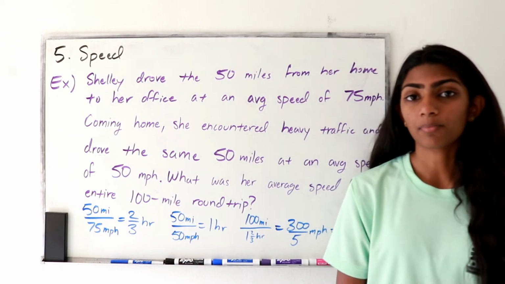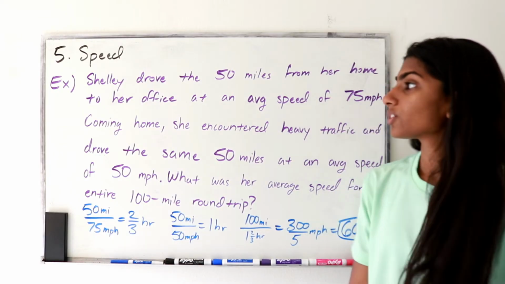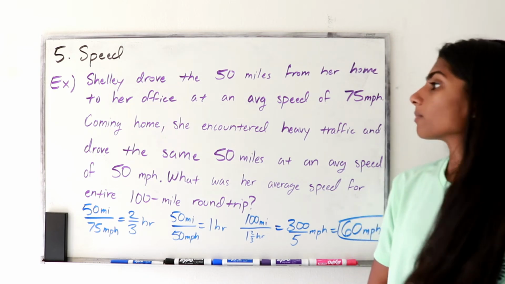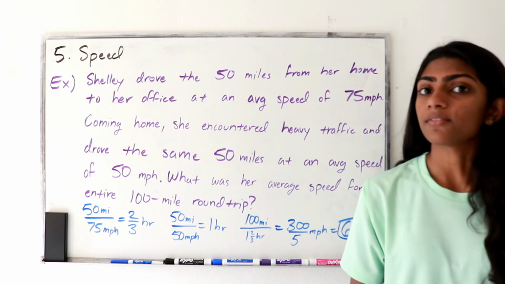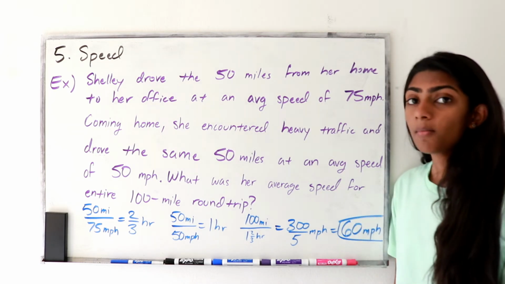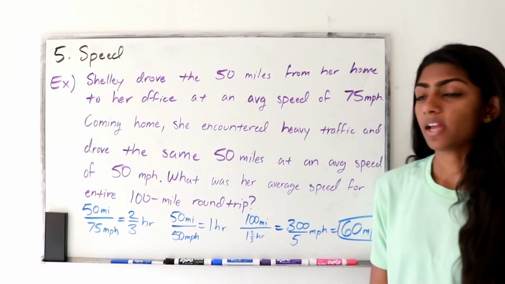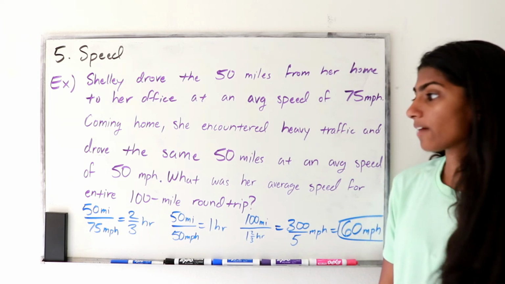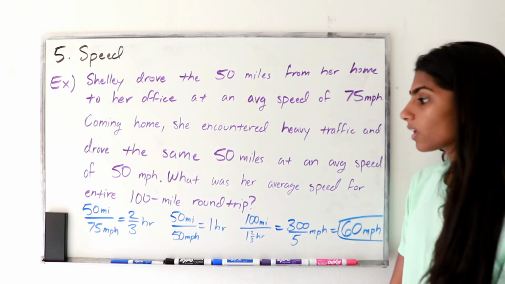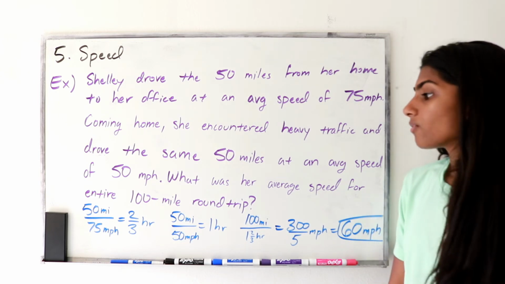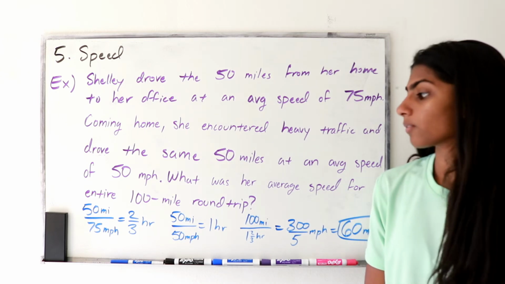Next, let's look at this example that uses average speed. So Shelley drove the 50 miles from her home to her office at an average speed of 75 miles per hour. Coming home, she encountered heavy traffic and drove the same 50 miles at an average speed of 50 miles per hour. What was her average speed for the entire 100-mile round trip?